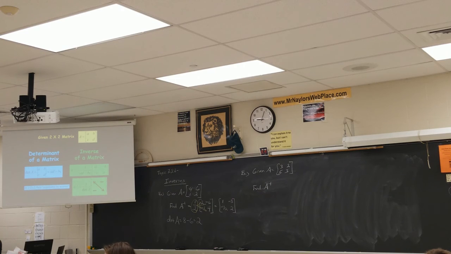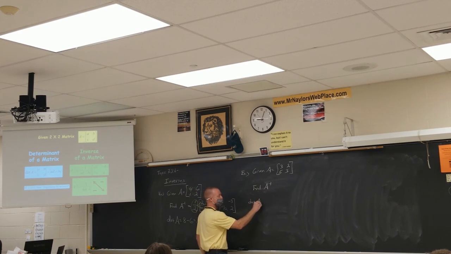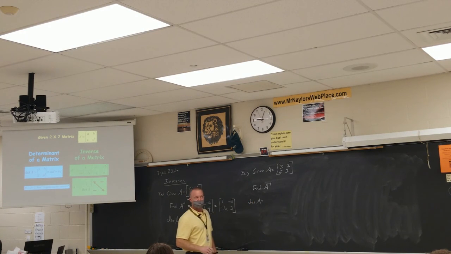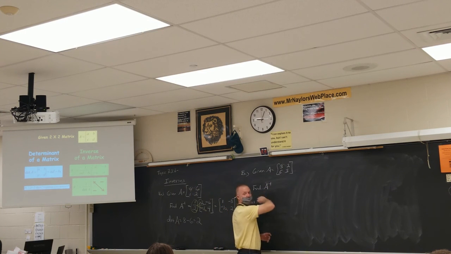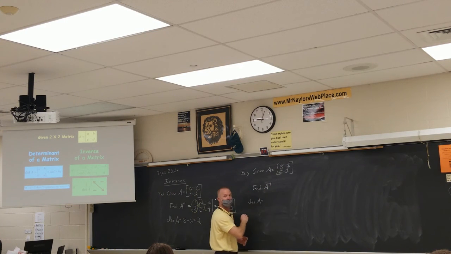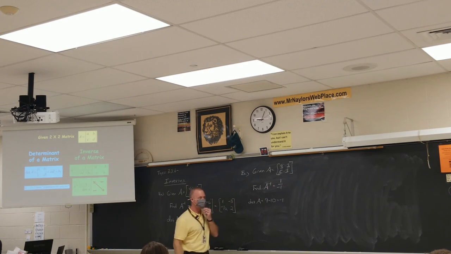So the number outside is from the determinant. Actually, let's start here. It's the determinant. That's that diagonal subtraction diagonal. So we take 9 and 10. Subtract those. So 1 over negative 1. It's always 1 over the number outside. 1 over negative 1.